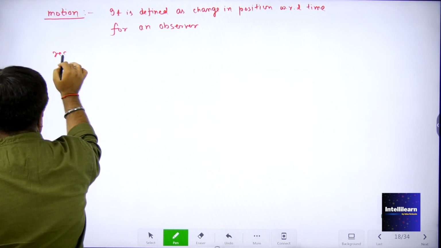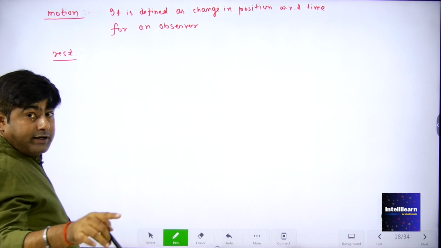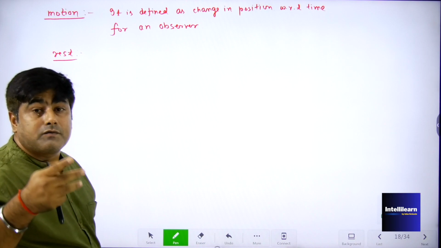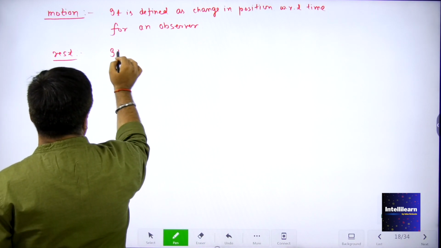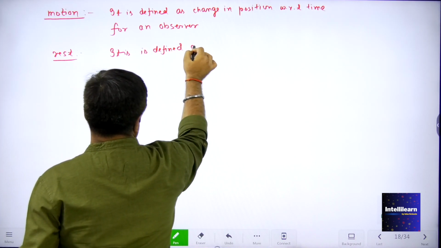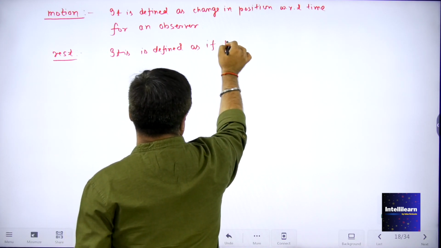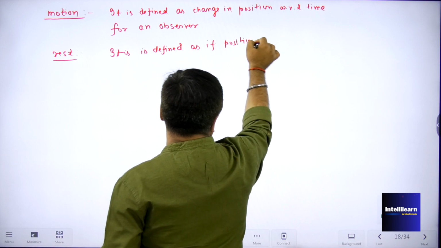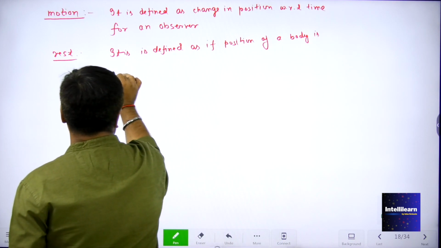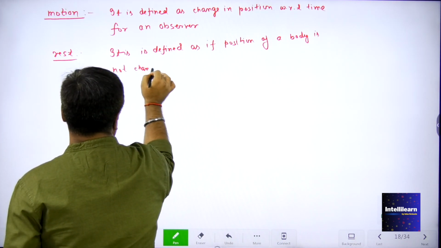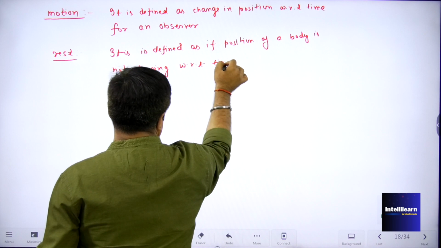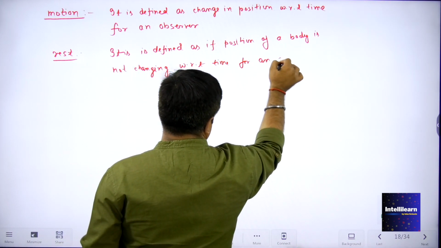And what is rest? When C was at rest with respect to B, the position of C was not changing with respect to B. So we can say that rest is defined as: if the position of a body is not changing with respect to time for an observer.